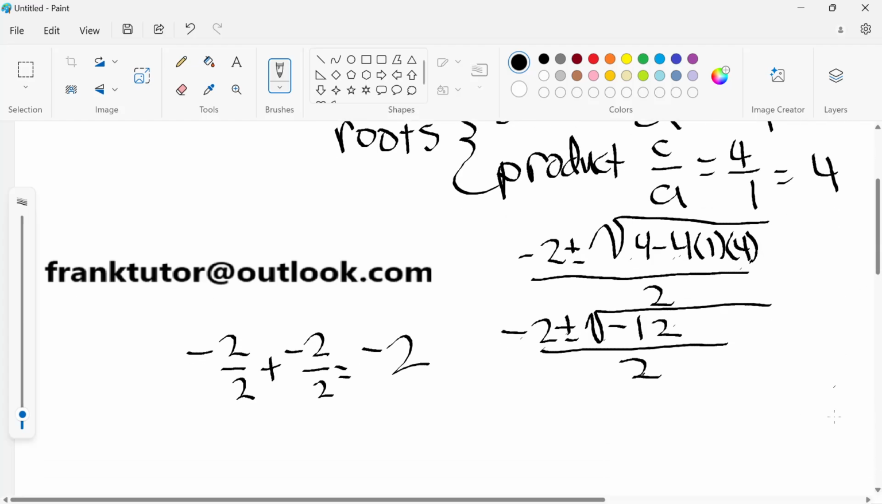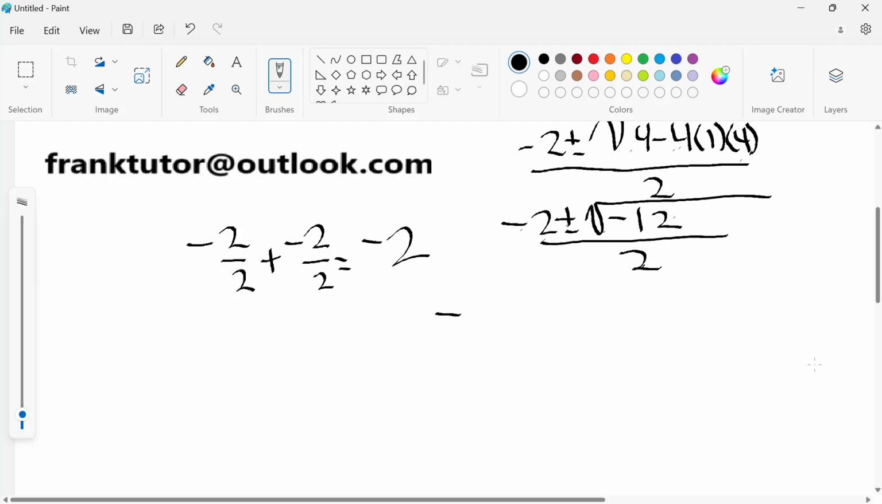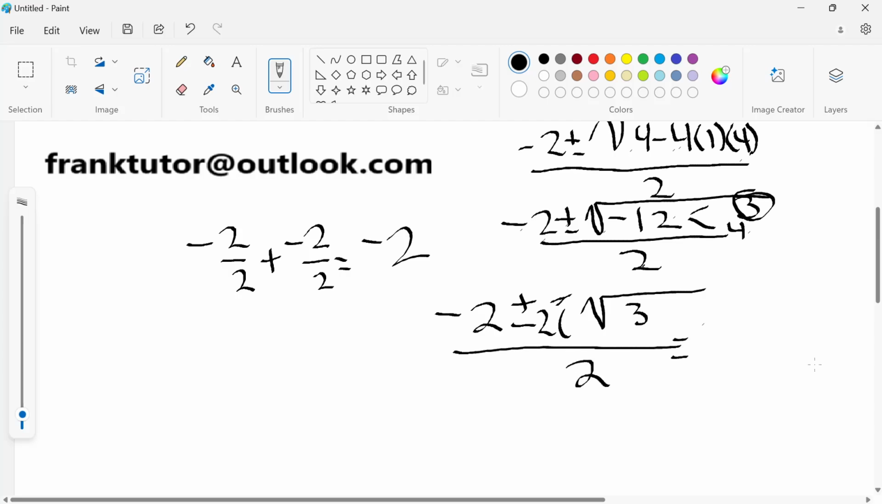And then for the product, I'm going to have to simplify this. Negative 2 plus or minus, I take an i out of there because the square root of negative 1 is i. And 12 is 4 times 3. 4 is a perfect square, so I can take that out. The square root of 4 is 2, so it's plus or minus 2i square root of 3. The 3 stays inside. All over 2, which equals negative 1 plus or minus i square root of 3. 2 and 2 cancel, 2 and 2 cancel.